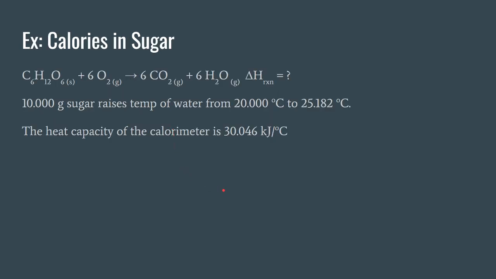So for example, if you have sugar, this is actually how they measure calories in food, with a bomb calorimeter. They just take a piece of the food and burn it inside of a bomb calorimeter. So what is the enthalpy change for sugar? If you burn 10 grams of sugar in a bomb calorimeter with a heat capacity of 30.046 kilojoules per degree Celsius, it raises the temperature from 20 to 25.182 degrees Celsius. What is the enthalpy of reaction for sugar?